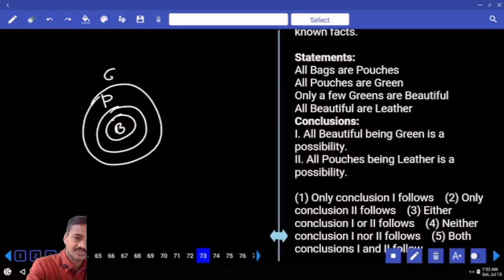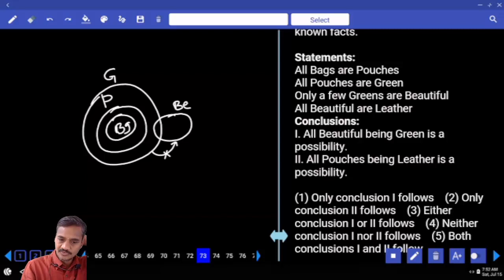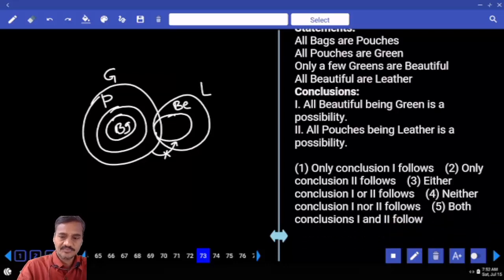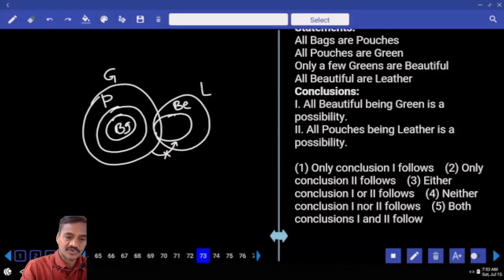This entire pouch is a part of this green, and only a few green are beautiful. Only some green are beautiful, but not all, and all beautiful are leather. Now this entire beautiful is a part of this leather. Now this is the first one. Then all beautiful are green is a possibility. All beautiful are green means this entire beautiful is a part of this green. Now tell me whether this entire beautiful can be a part of this one or not.